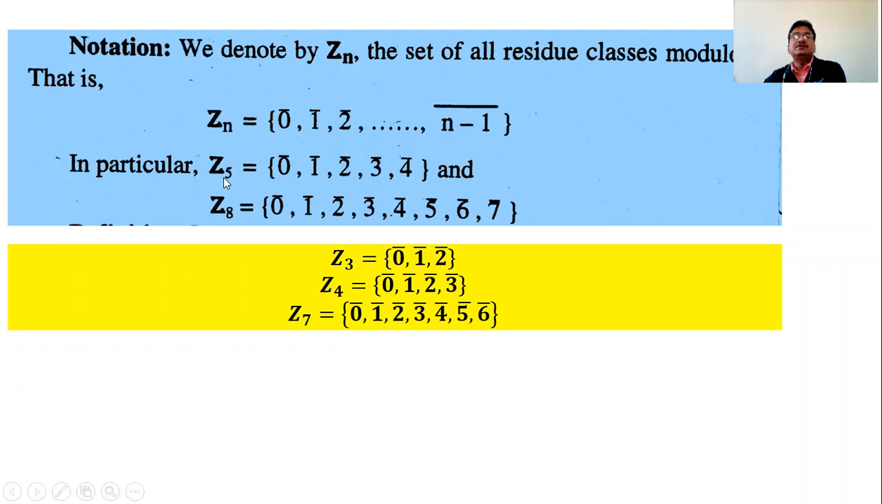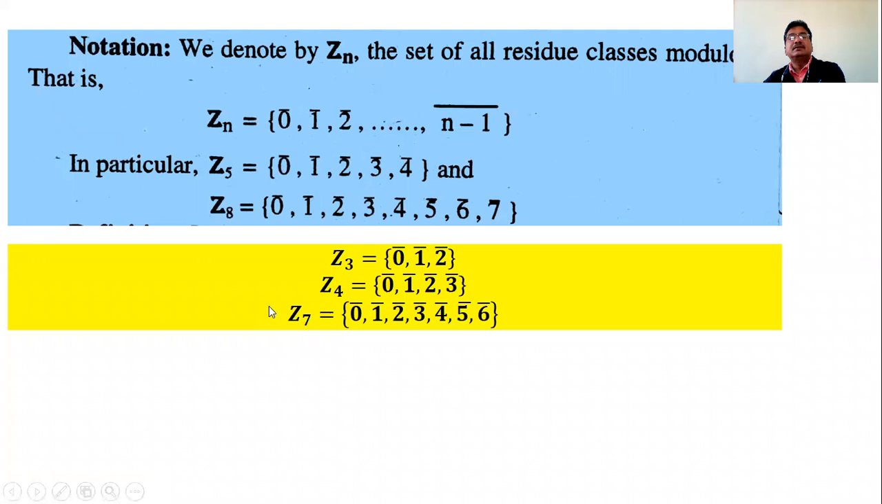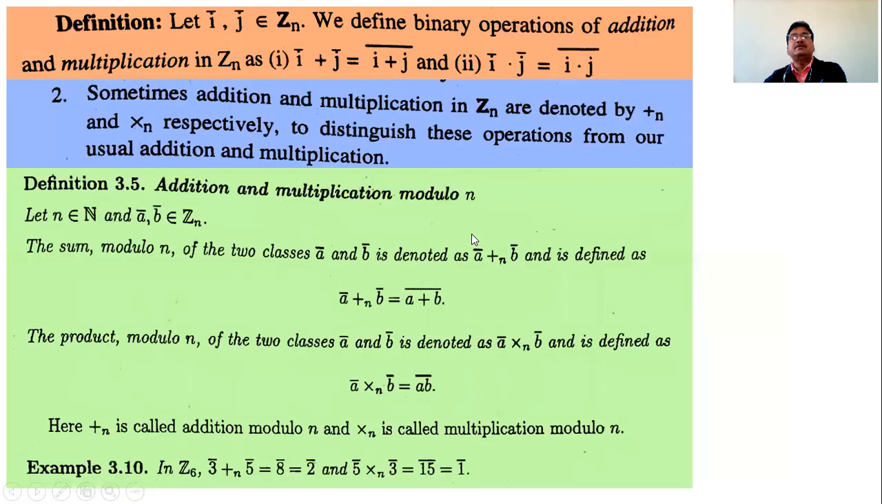And therefore, what is Z5? Z5 is 0 bar, 1 bar, 2 bar, 3 bar, 4 bar, because under modulo 5, if n is 5, we have only 5 distinct residue classes: 0 bar, 1 bar, 2 bar, 3 bar, and 4 bar. This set is denoted by Z5. In this fashion, Z8 is 0 bar, 1 bar, 2 bar, up to 7 bar. Z3 is 0 bar, 1 bar, 2 bar. Z4 is 0 bar, 1 bar, 2 bar, 3 bar. That is, Z4 contains 4 distinct residue classes. Z7 is 0 bar to 6 bar. So these are the sets of all distinct residue classes modulo n.